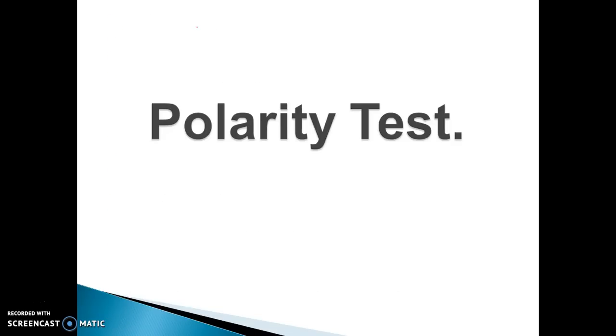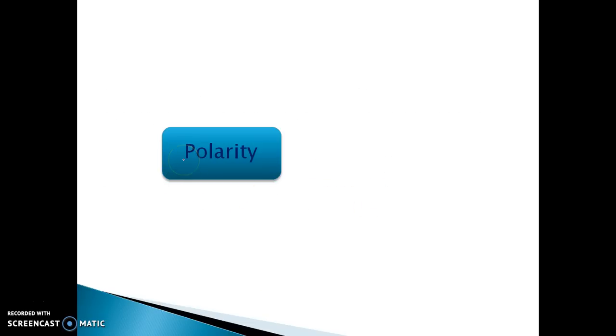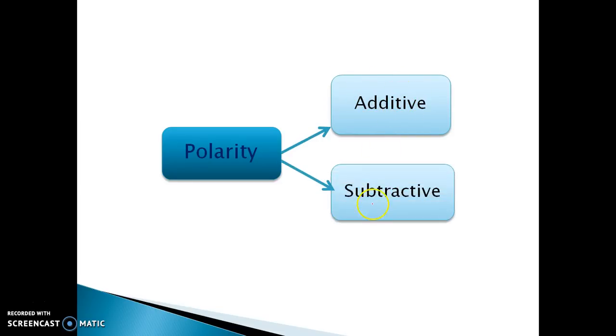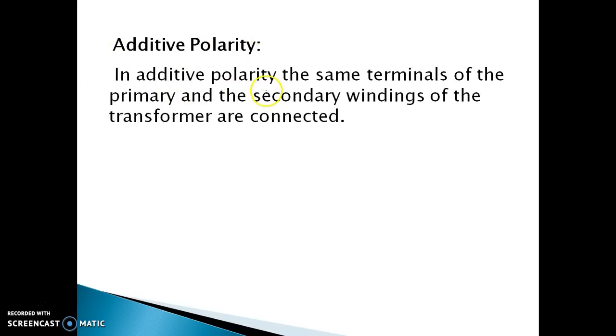Let's see what the polarity test is and what polarity is. Polarity means the direction of the induced voltage in the primary and the secondary winding of the transformer. Basically, there are two types of polarity. The first is additive type of polarity and the second one is subtractive type of polarity. Let's see what additive polarity is. In additive polarity, the same terminals of the primary and the secondary winding of the transformer are connected.